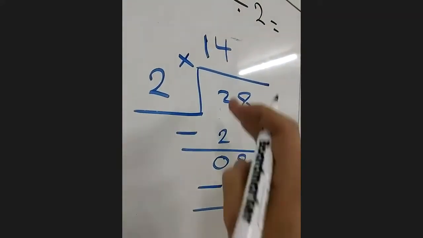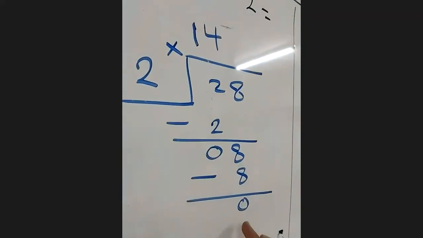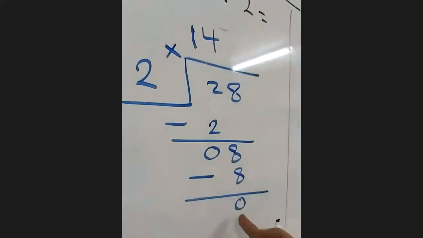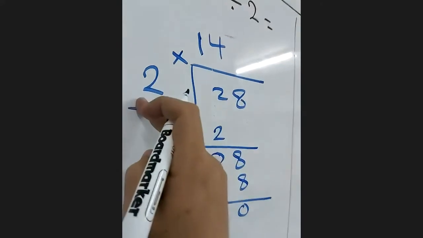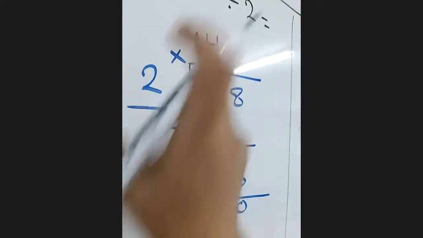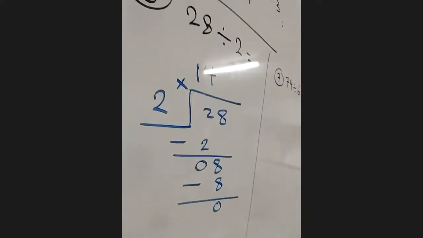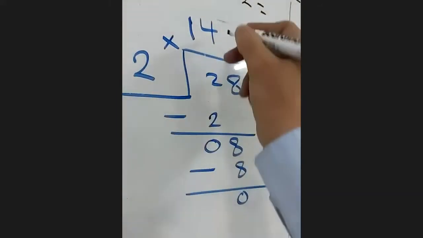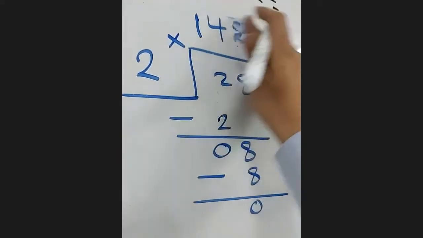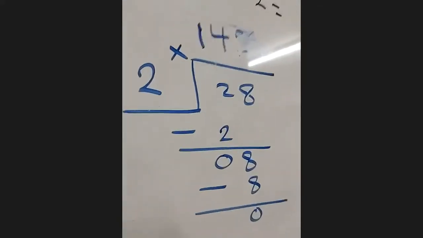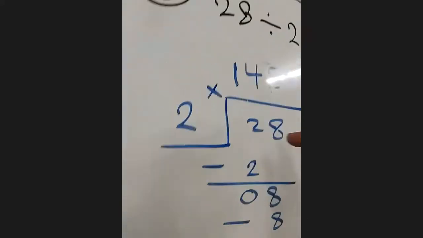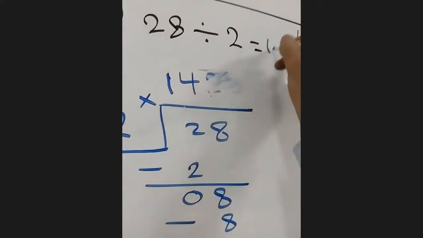So what's the answer now? It is 14. The remainder here is 0. This is the quotient. This is the remainder. This is the divisor. This is the dividend. So we have 4 parts of the long division. Now the remainder is 0. No need to write R0. The remainder is 0. Khalas. What's the answer here? 28 divided by 2 is 14.